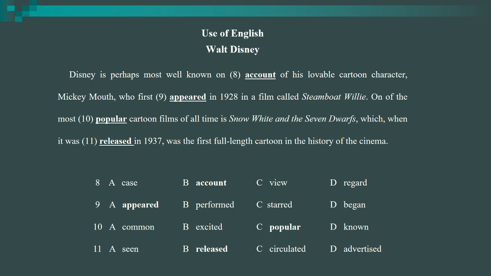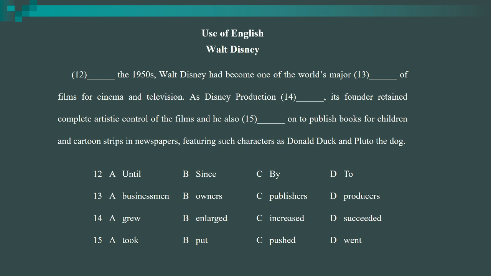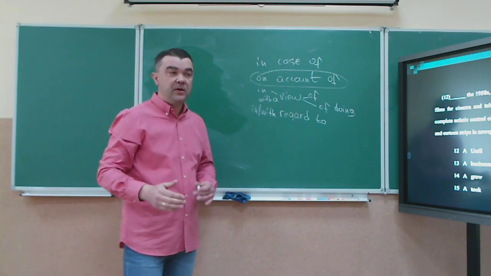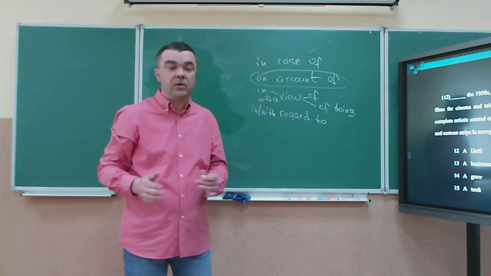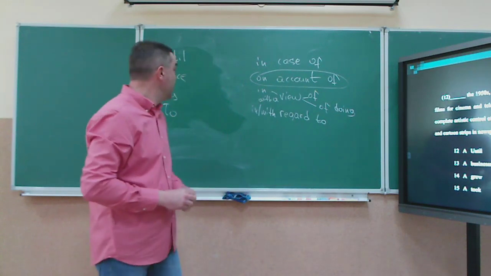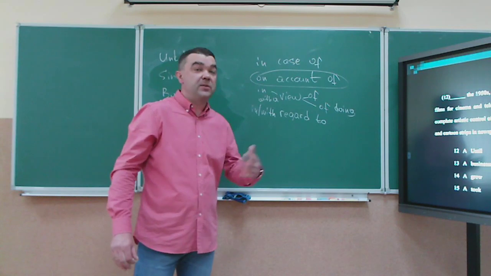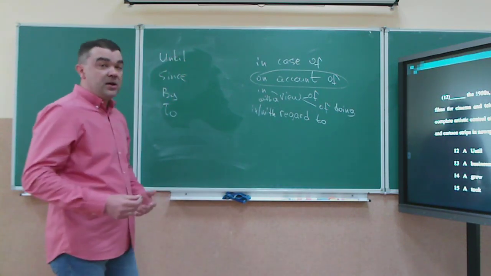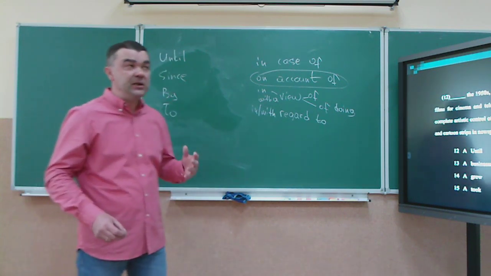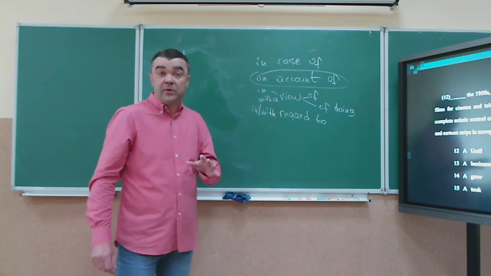Let's proceed. This is the last portion, from 12 up to 15. We have in 12 prepositions of time. Until, since, by, and to. What do they mean? So until means up to the stated period of time. For example, sit here until I come. So you cannot go away just before my return. So since means from some particular point of time up to now. So I've known this guy since September. Means from September up to now. By means before. And to means until some period of time in future. For example, it's 2 days to Easter.